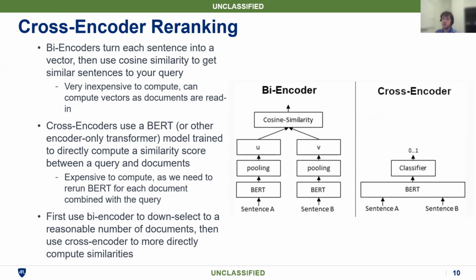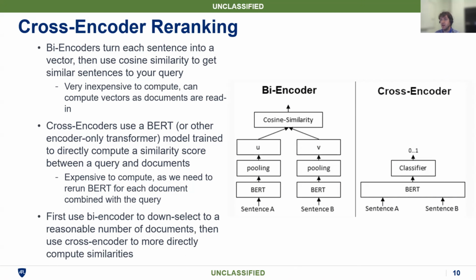So the interesting mathy part of that is the cross-encoder reranking portion, and this is something that we are looking to refine even. There's two ways to do it. There's bi-encoders that turn each sentence into a vector, and then you use cosine similarity to get similar sentences. It is extremely inexpensive to compute, and basically you can create your embedding of every document as you read the documents in. So the plus side is you can put the entire computation of that on the front end when people are reading documents in, and then when you come to actually answer questions, it is extremely fast.